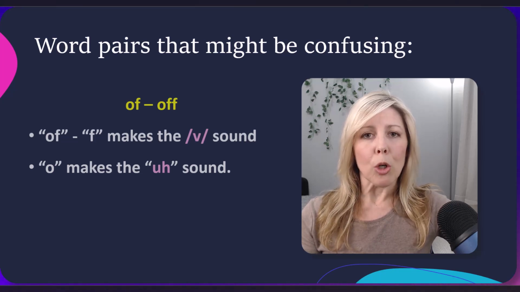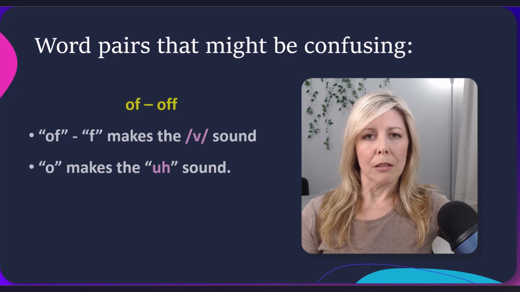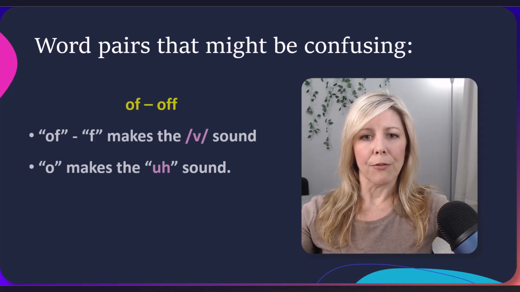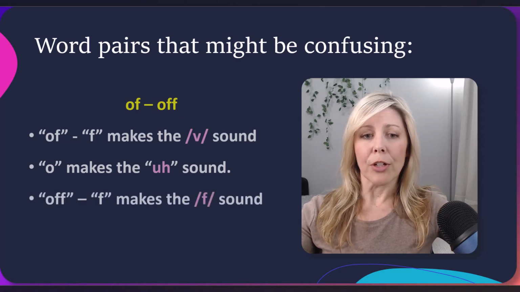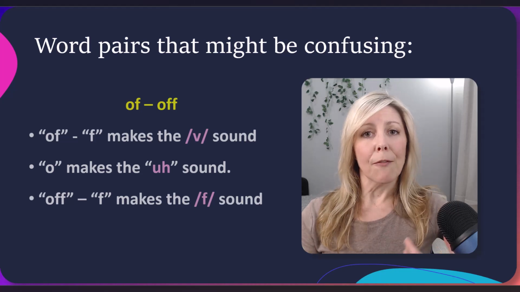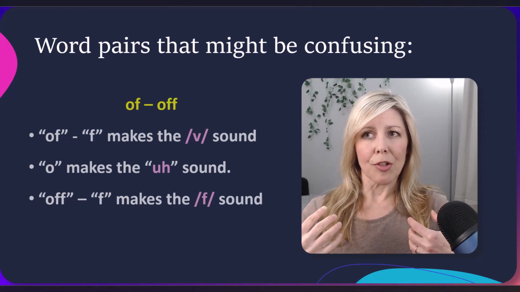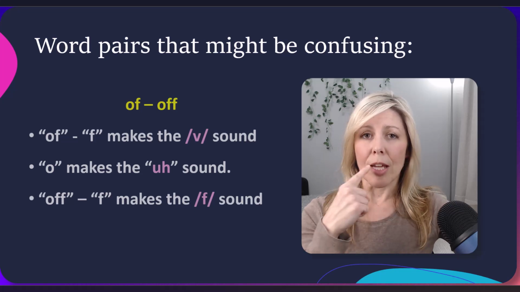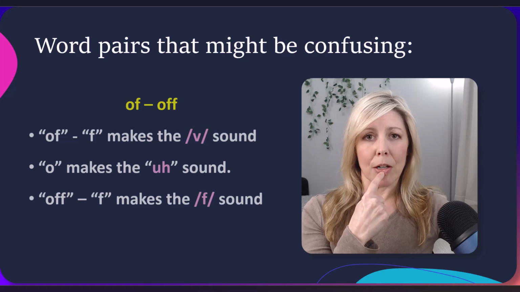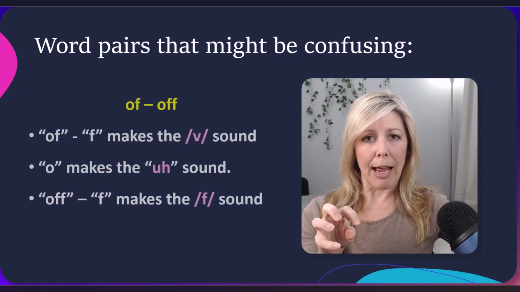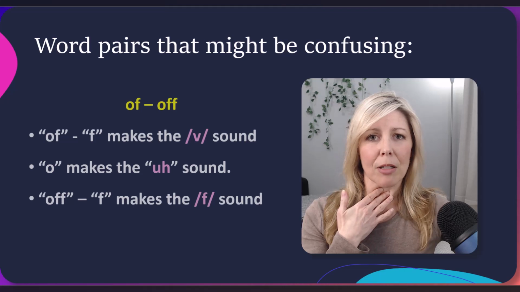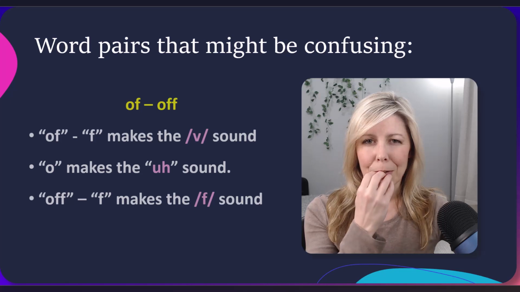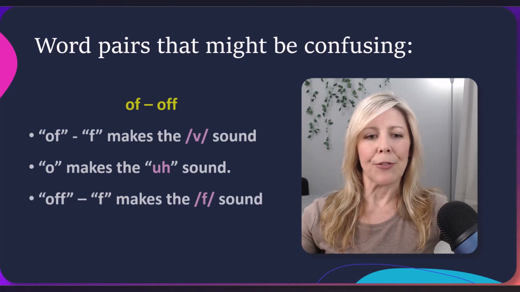Not O, not oo. Of. So your lips are very relaxed. Of. And then we have off. The F makes the F sound. So it's the same placement as the V, but you're not using your voice. So take the top front teeth, press them down on the bottom lip, and push air out, but don't make the sound. You can feel that air trying to come out, but there's no sound.